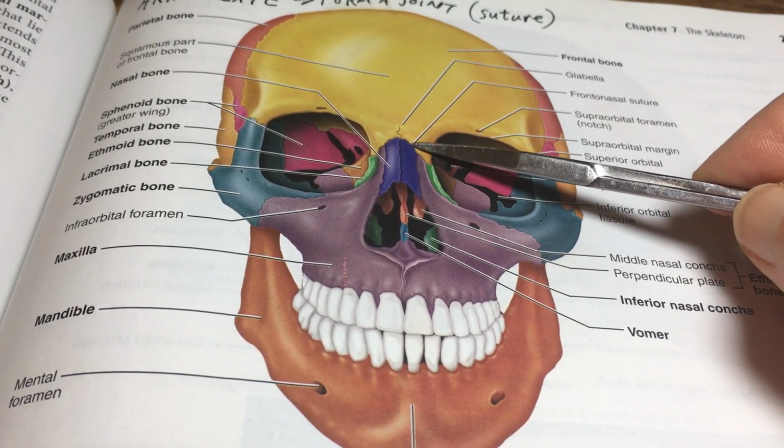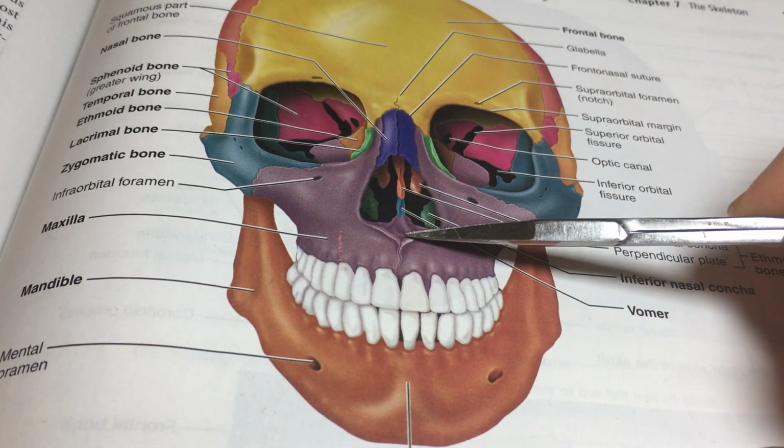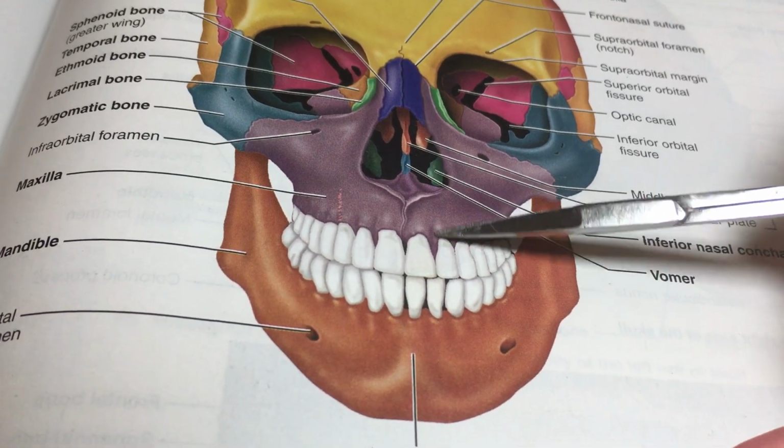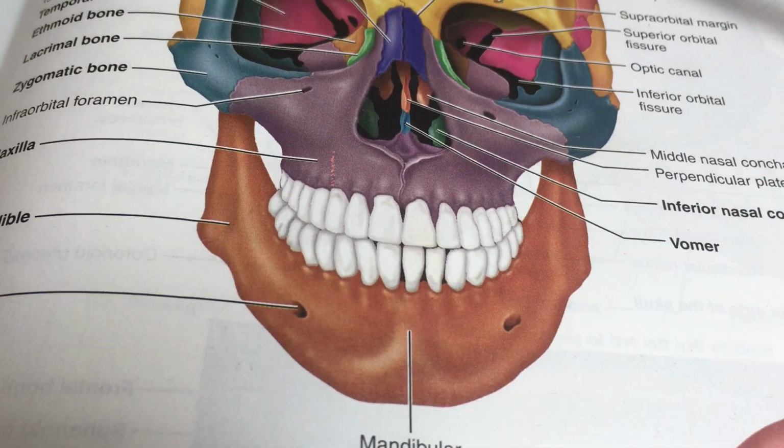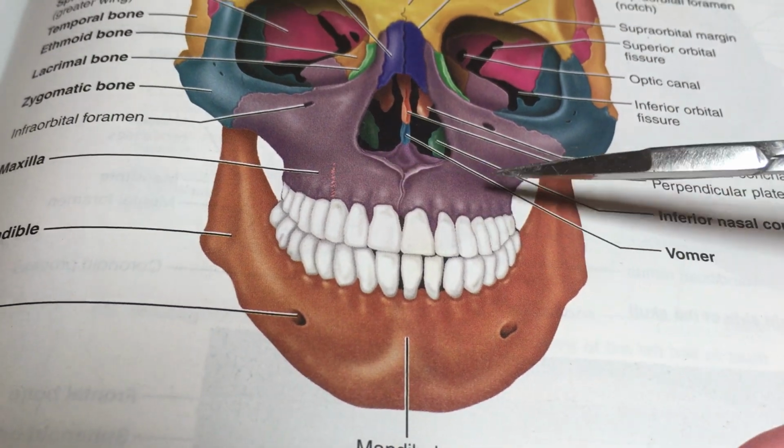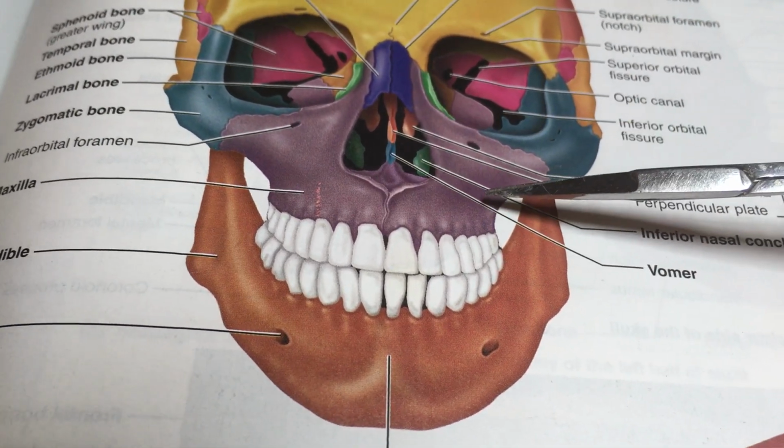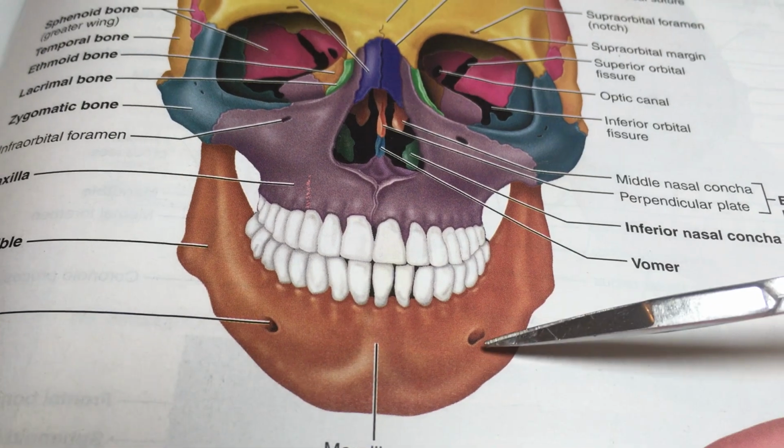So we have sutures here all the way around this way. We have a suture right here, but we can't make it out. Okay, and that's because we have a left and a right maxilla, and that's just the way it works.